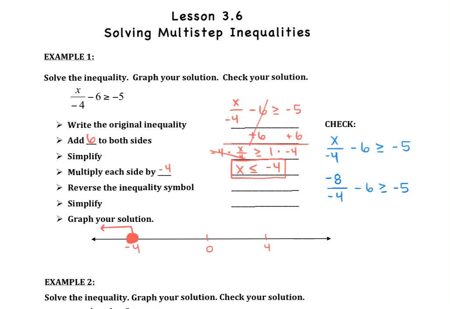All right, so negative 8 divided by negative 4 is positive 2, and 2 minus 6, or I can keep change, 2 plus negative 6 is negative 4. Remember, in your check step, you're not going to necessarily get the same number on each side, but you need to have a true statement. Well, negative 4 is greater than negative 5, so I know that I am good.